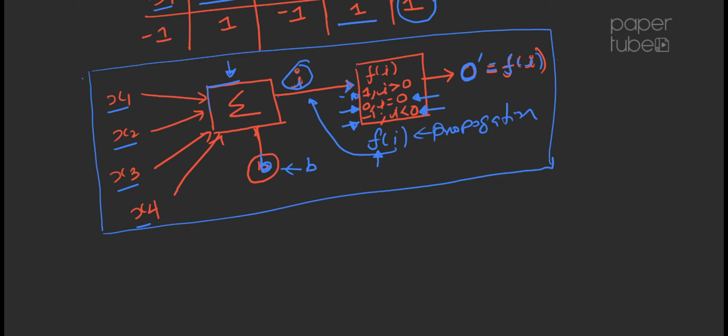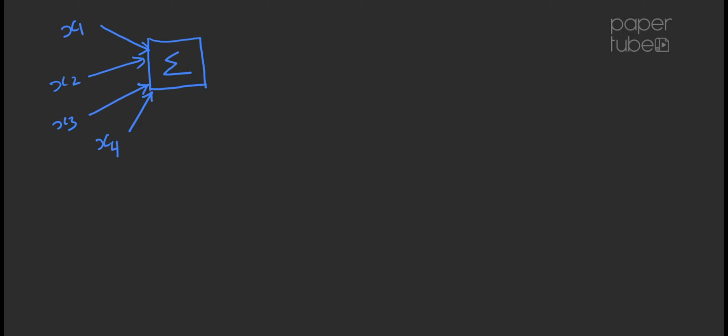So that's the perceptron, and that's how the perceptron works. This is something we learned in the lecture hours, but I will summarize one more time. For this case, we have 4 inputs, x1, x2, x3 and x4. These will be fed into a summation box. So this is the structure of the perceptron.